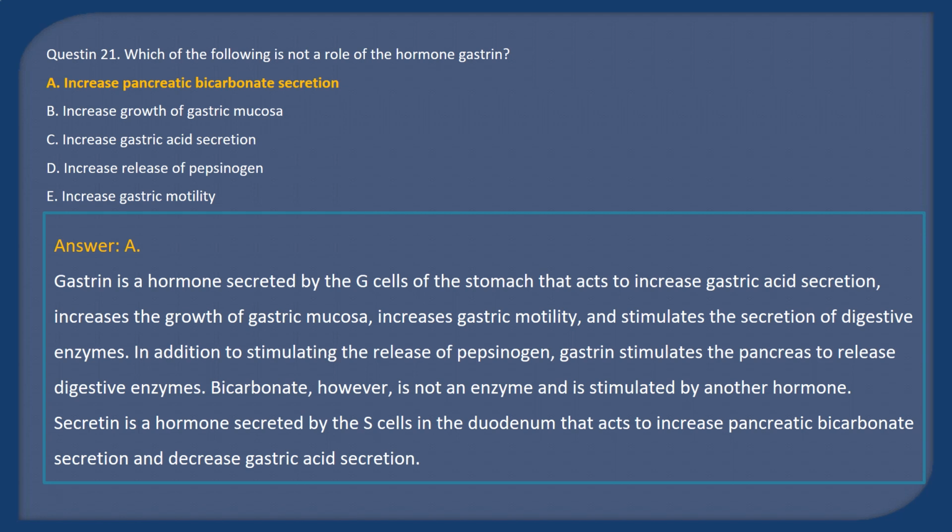Bicarbonate, however, is not an enzyme and is stimulated by another hormone. Secretin is a hormone secreted by the S cells in the duodenum that acts to increase pancreatic bicarbonate secretion and decrease gastric acid secretion.